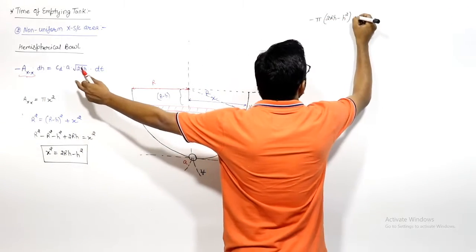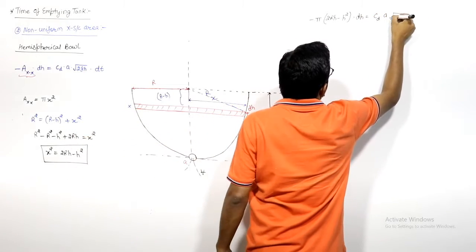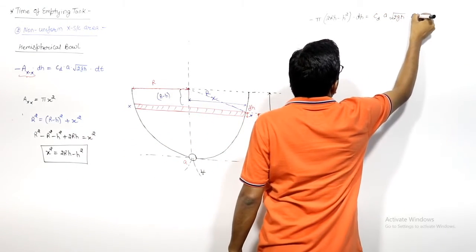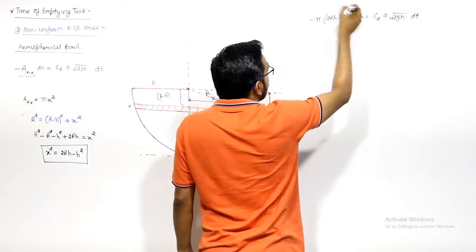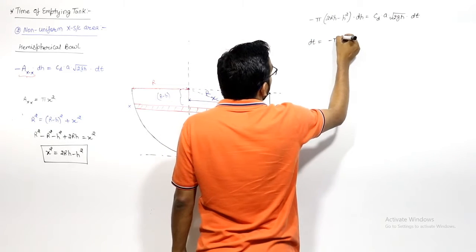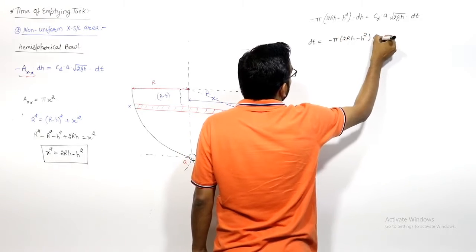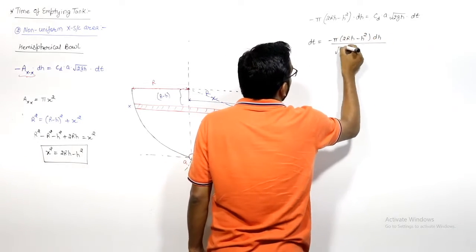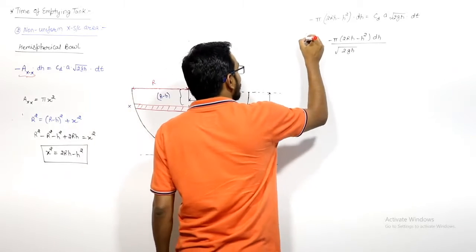This is dh is equal to Cd into a into under root 2gh into dt. So if I take this, from here you can write dt will be equal to minus pi into (2rh minus h square) into dh divided by under root 2gh. Now we want to integrate it.